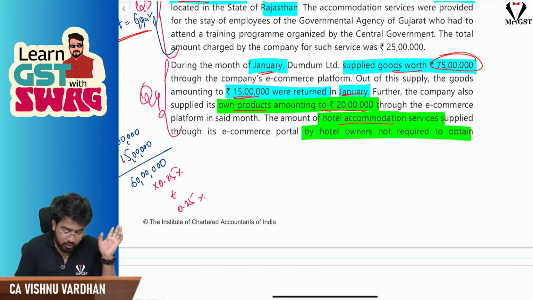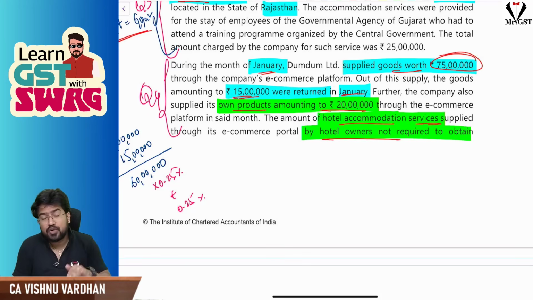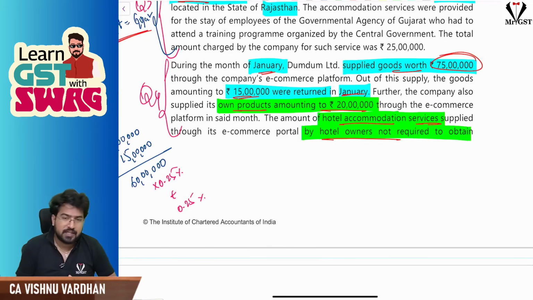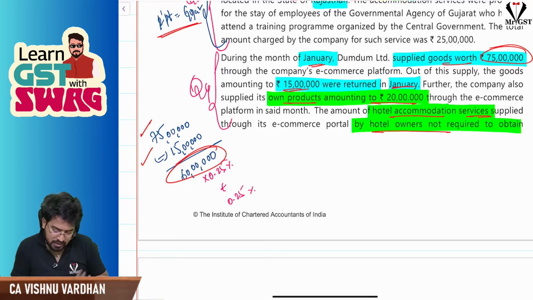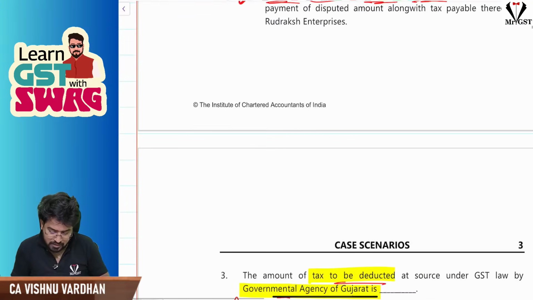And also they are providing hotel accommodation services where hotel owners are not liable for registration under section 22 subsection 1. That means section 9 subsection 5 says the e-commerce operator is liable to pay GST. Where the e-commerce operator is liable to pay GST, there is no requirement of TCS. So TCS will come only for 75 lakh minus 15 lakhs, the net supplies of 60 lakhs, and you will get TCS at 0.25% CGST and 0.25% SGST.